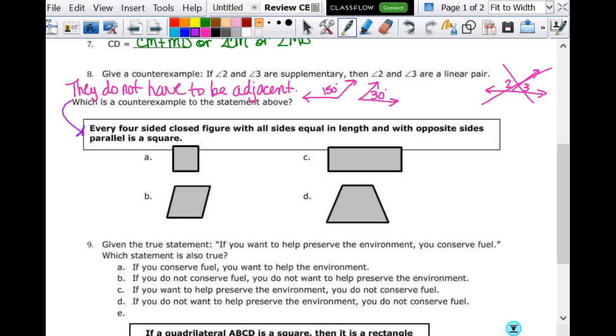So every four-sided closed figure with all sides equal in length and with opposite sides parallel is a square. We are looking for a counterexample, so we want the first part to be true. Figure with all sides equal in length. Okay, so these two right here do not have all sides equal in length, so those cannot be my answer because the first part has to be true. These two do have all four sides equal in length.